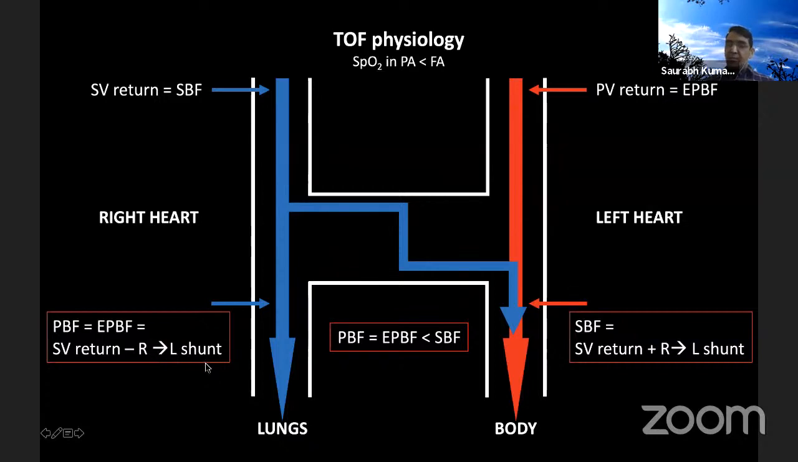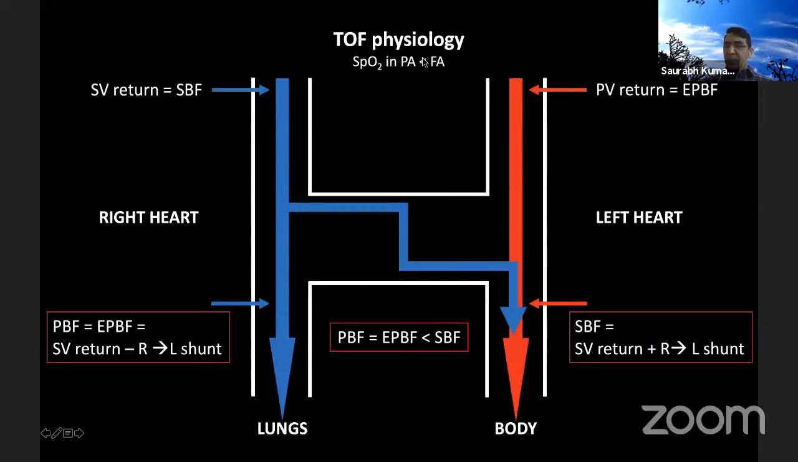So as a result, pulmonary blood flow is equal to effective pulmonary blood flow, but both of these are less than the systemic blood flow. And that is why this condition is called decreased pulmonary blood flow. In absolute terms, pulmonary blood flow may or may not be reduced, but it is reduced in comparison to systemic blood flow, and that is why this condition is called CCHD with reduced pulmonary blood flow.